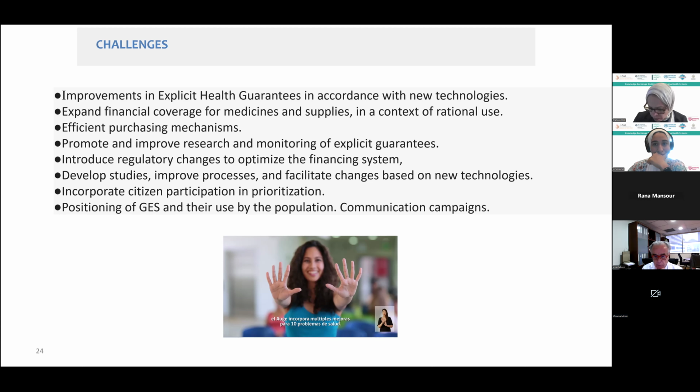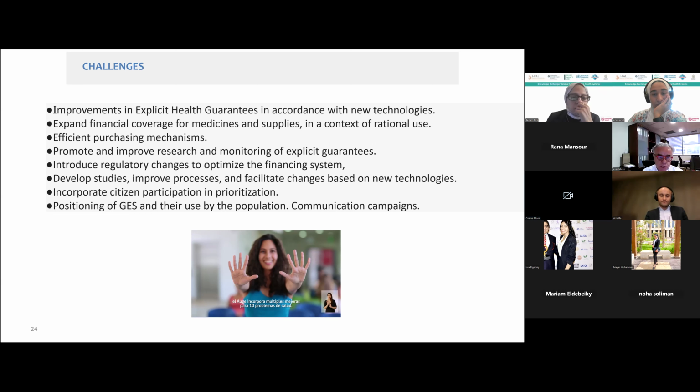And for many conditions, we establish payment mechanisms that include the DRG system in order to adjust the risk of the payment between the insurance company and the providers. And the fourth is to promote and improve the research and monitoring of the explicit guarantee.